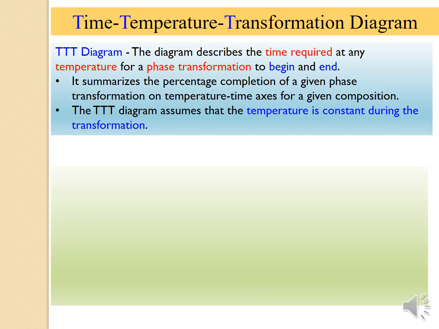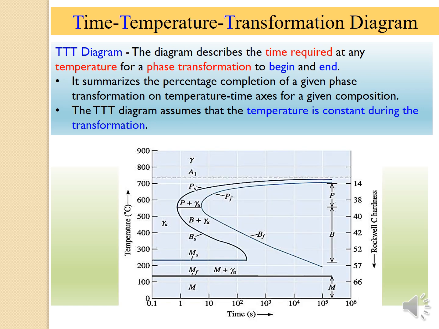What is a TTT diagram? It is the temperature transformation diagram. It describes the time required at any temperature for a phase transformation to begin and end. So here is the TTT diagram we're going to look at. Here we have the time scale and the temperature axis, with this line representing where the phase transformation starts, and the other line representing where the phase transformation ends.